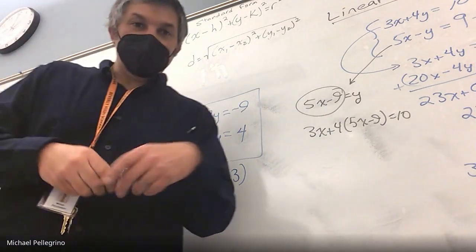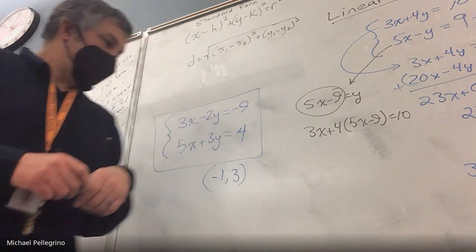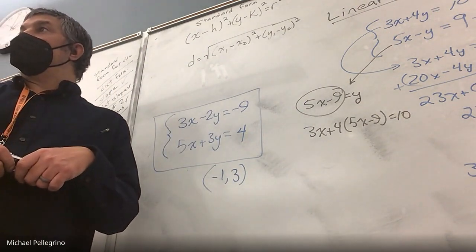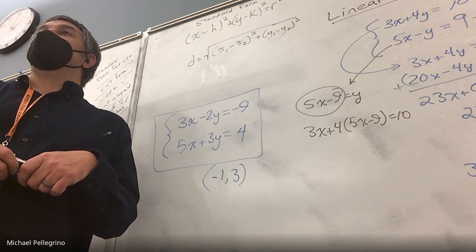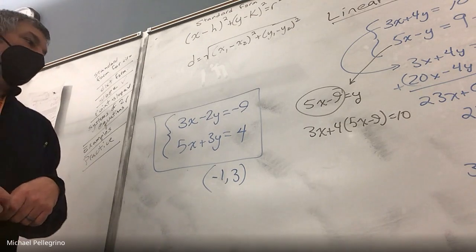Okay, how did we do out there? Did you guys get x equals negative 1, y equals 3? Yeah. Awesome. Yes, Tim? I got 1/6. 1, 6. Okay, so I know what happened.